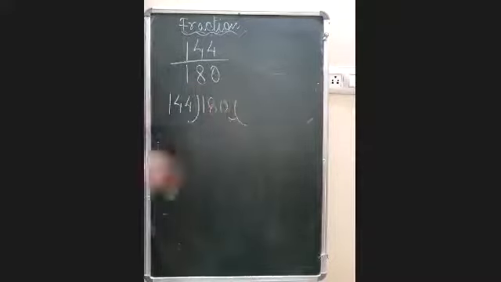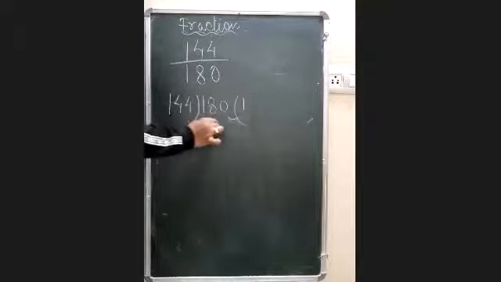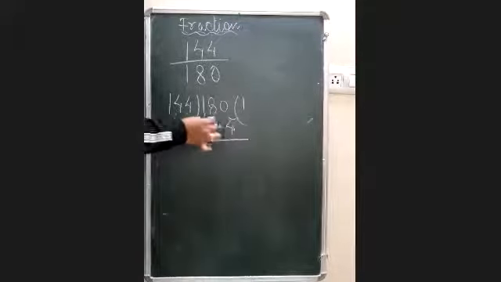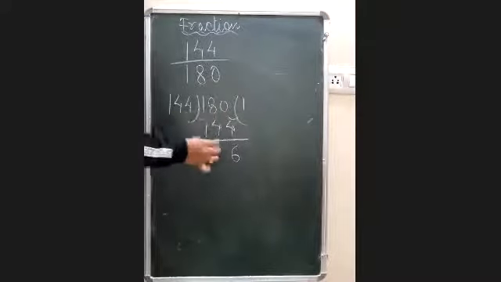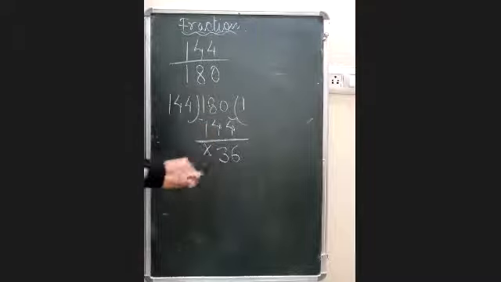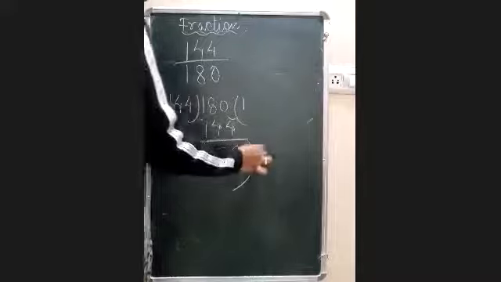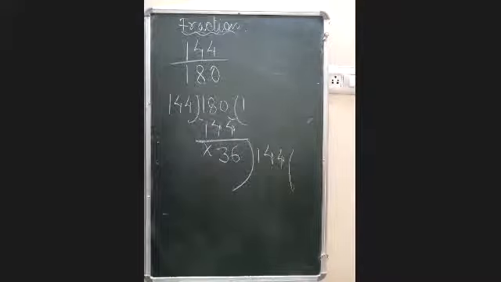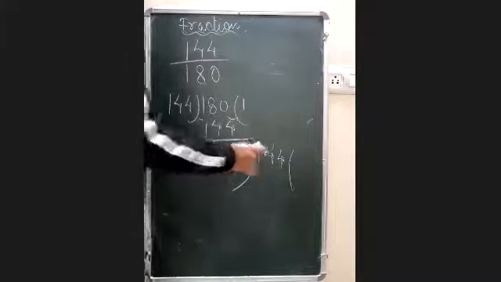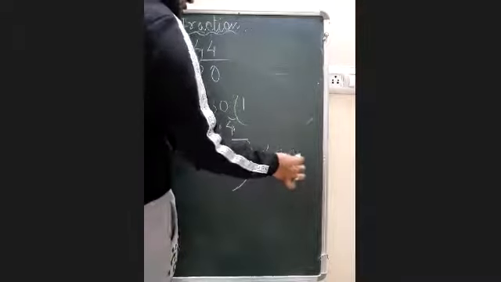And this method I have taught you earlier. What we'll do: it will go first time 144 only. Now 10 minus 4 gives you 6. 7 minus 4 gives you 3. 1 minus 1 gives you only zero. Now 144 will come inside this one. This is the HCF division method. Now 36 and 144. Remember, 36 fours are 144.